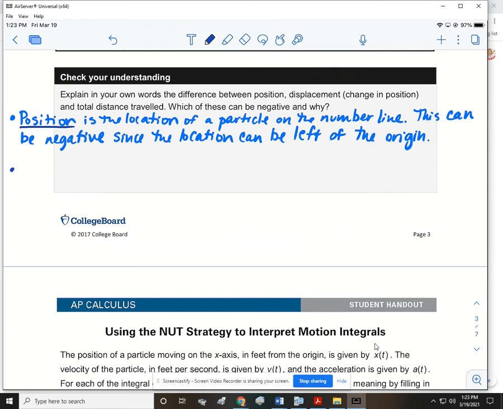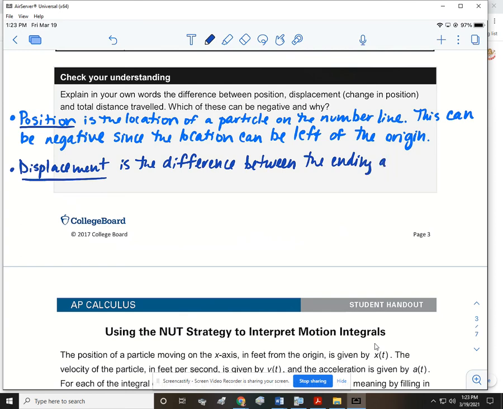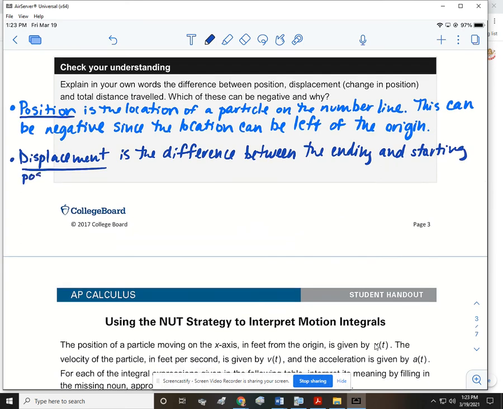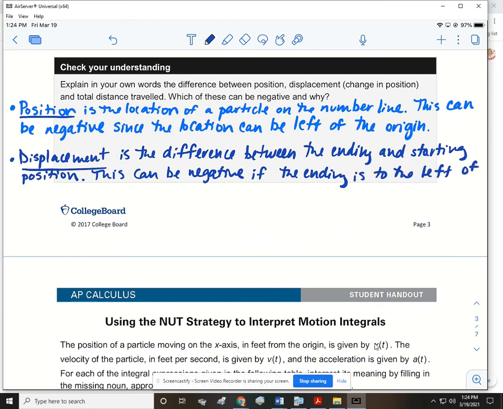Okay, so that's position. So let's talk about displacement. The displacement is the difference between the ending and starting positions, and this also can be negative if the ending is to the left of the starting.